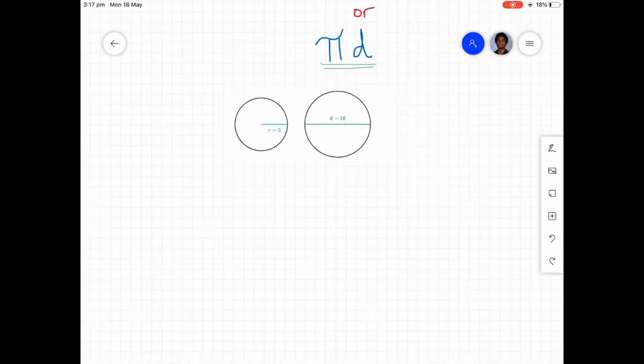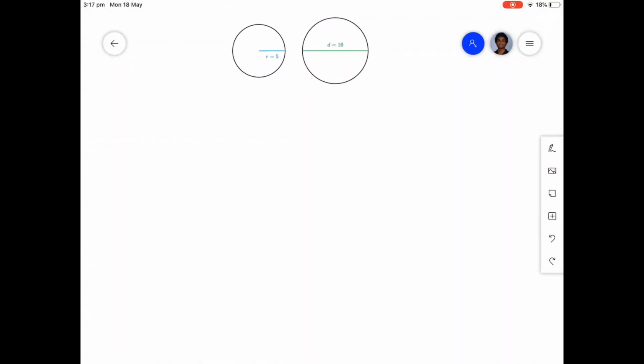All right, let's give these two circles here a go. So we are trying to calculate the radius, the diameter, and the circumference for both of these circles. So let's do circle number 1. So first thing, we're trying to work out the radius. And for this question here, it's quite simple. It's telling us the radius already, which is just 5.